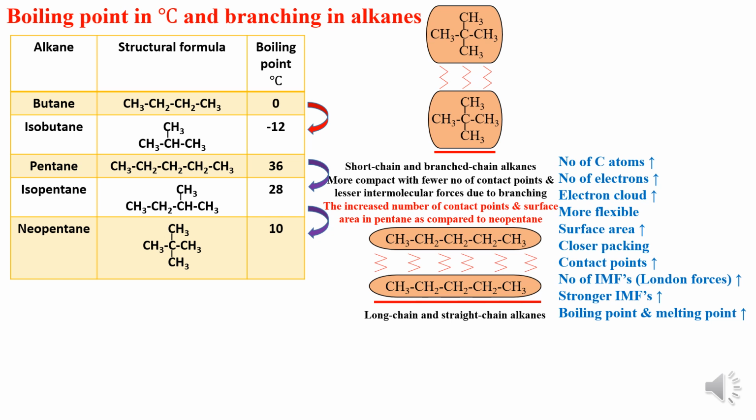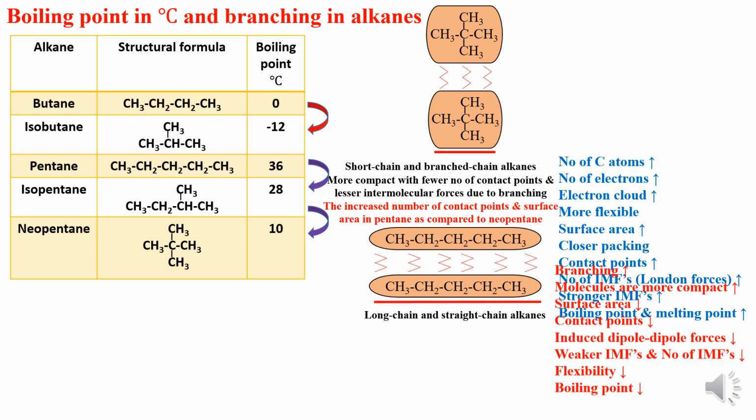So when you compare and contrast pentane to neopentane, you can see the surface area offered by pentane is more as compared to neopentane. So the decrease in surface area of neopentane is because of branching. So there are more contact points in case of pentane as compared to neopentane. So the increased number of contact points and surface area in pentane as compared to neopentane accounts for the fall in the boiling point of neopentane.